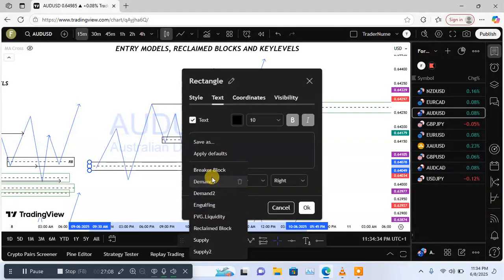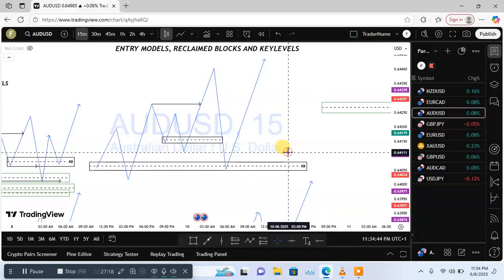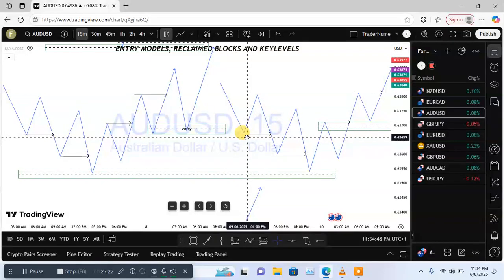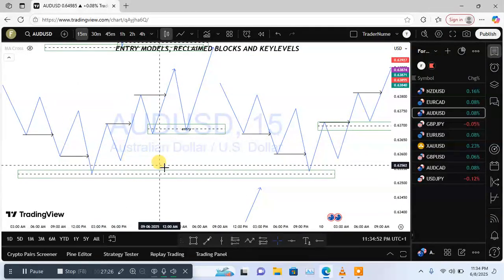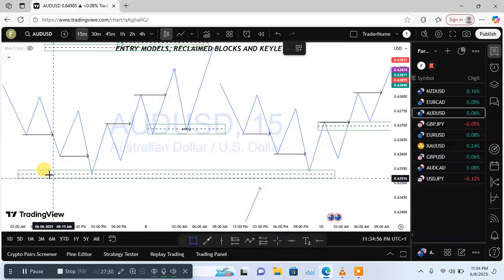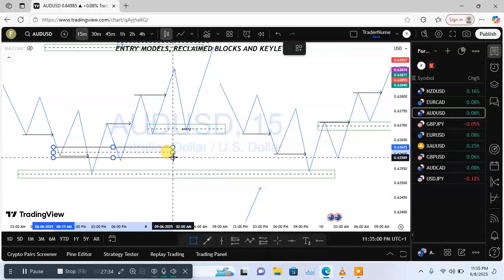You can go to YouTube and do your other research, but this is the simplest example or explanation I'm going to give you about reclaimed block. You understand? Same thing here. Same thing. Where is it? Okay, see what happened here. Even in this place, but I will advise you not to take this reclaim block because it's not a confirmed entry, right?